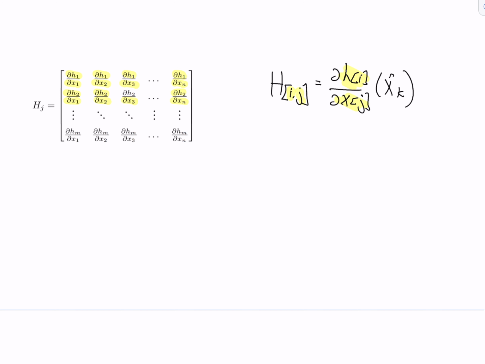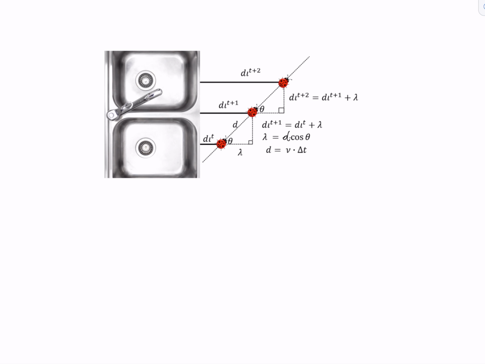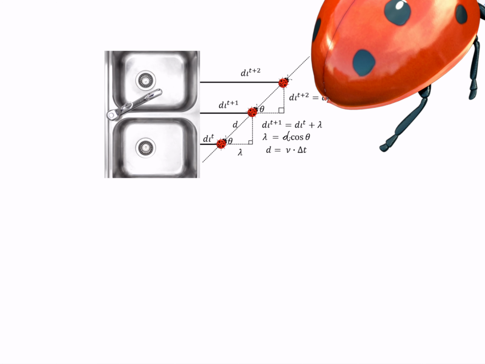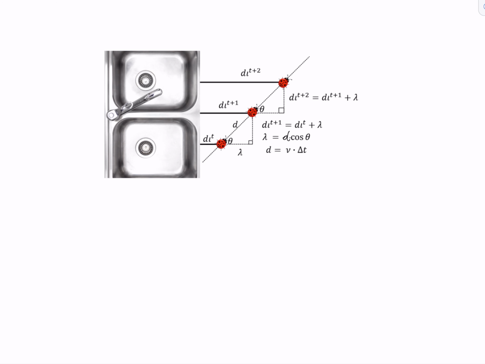Let me give you a concrete example dealing with the F matrix. In this example, we have a bug, and this bug is walking away from the sink. Now, it has a sensor that measures the lateral distance between it and the sink. So we get, this is a distance at time t, this is a distance at time t plus 1, and this is a distance at time t plus 2. And of course, it has constant orientation and constant velocity.